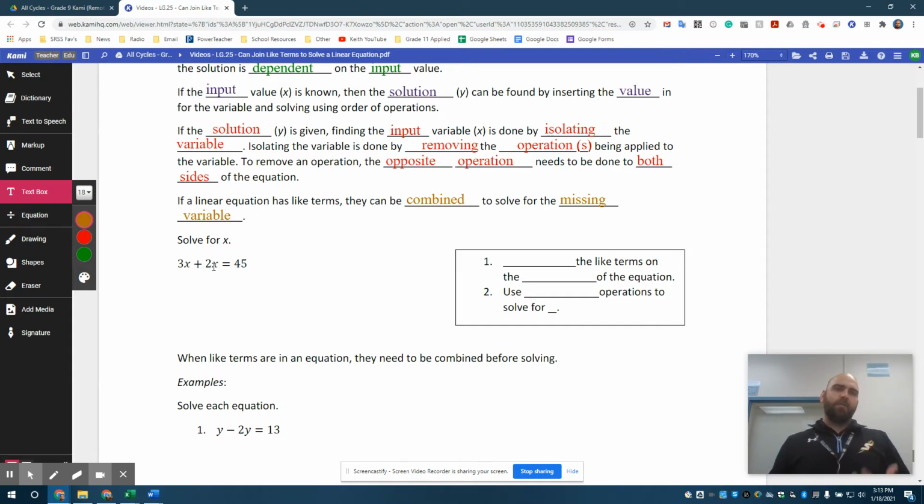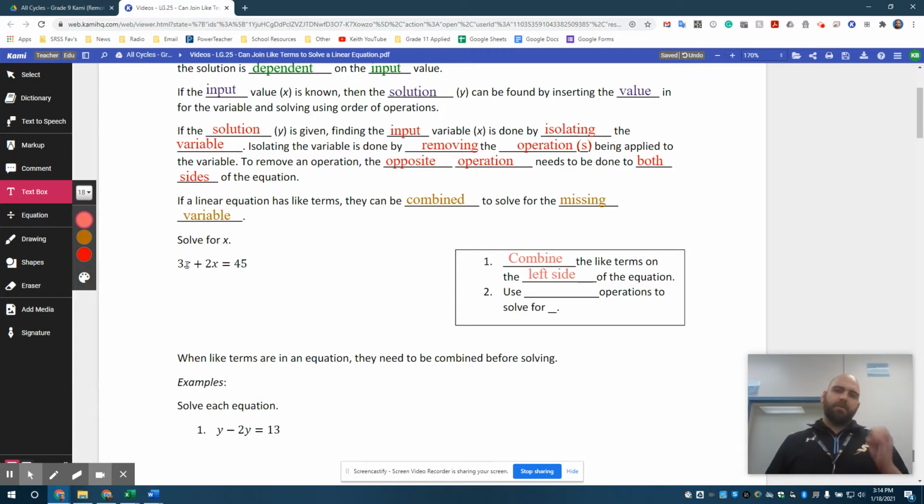So here we're going to solve for x. We have 3x and 2x, and when we add those together, it's going to be 45. So the first thing that we do, number one, is we combine the like terms on the left side of the equation.